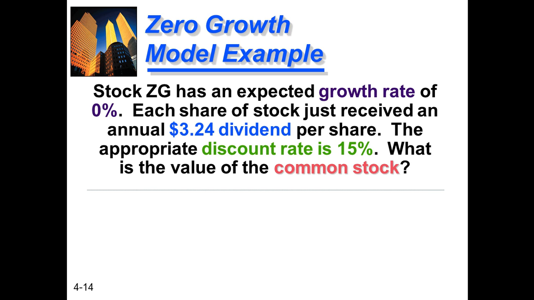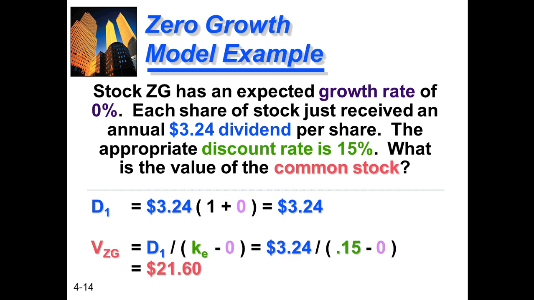So you can see an example. A zero growth stock has an expected growth rate of 0%. Each share of stock just received an annual dividend of 3.24 per share. The appropriate discount rate is 15%. What is the value of the common stock?